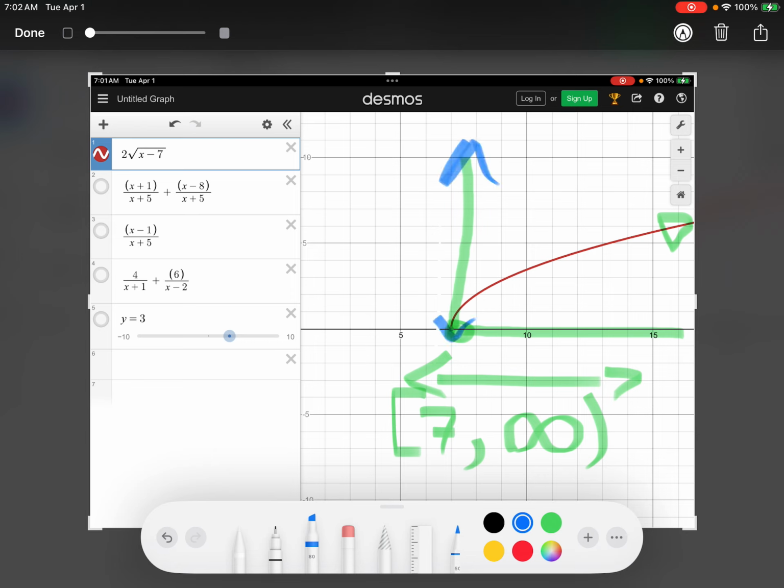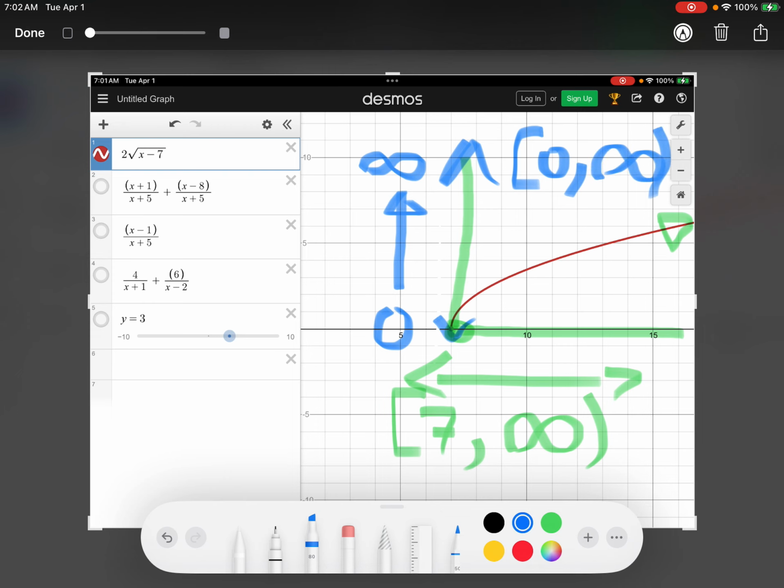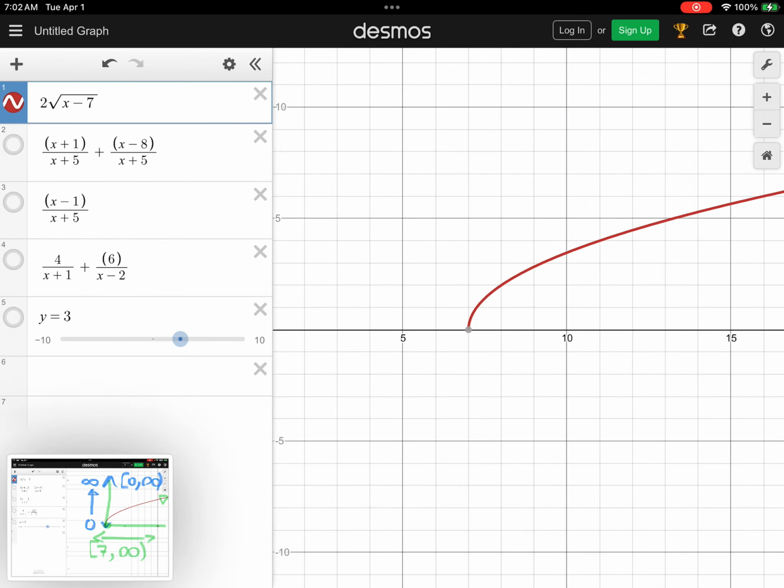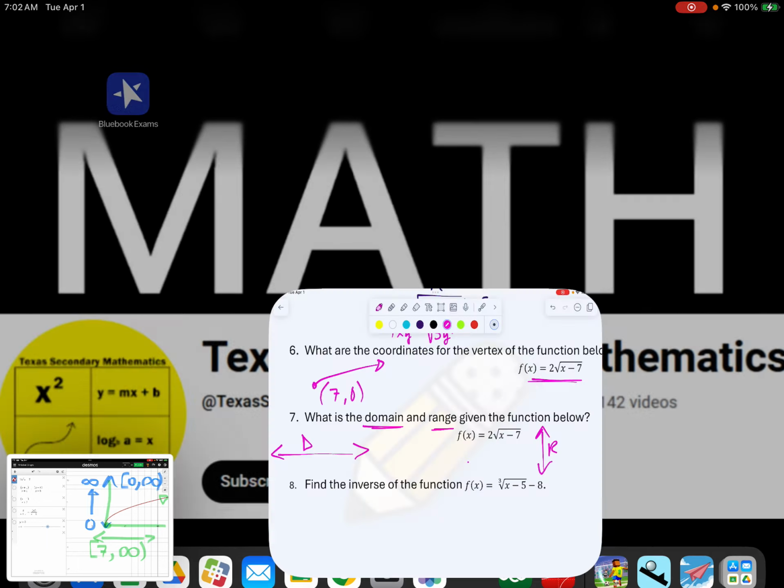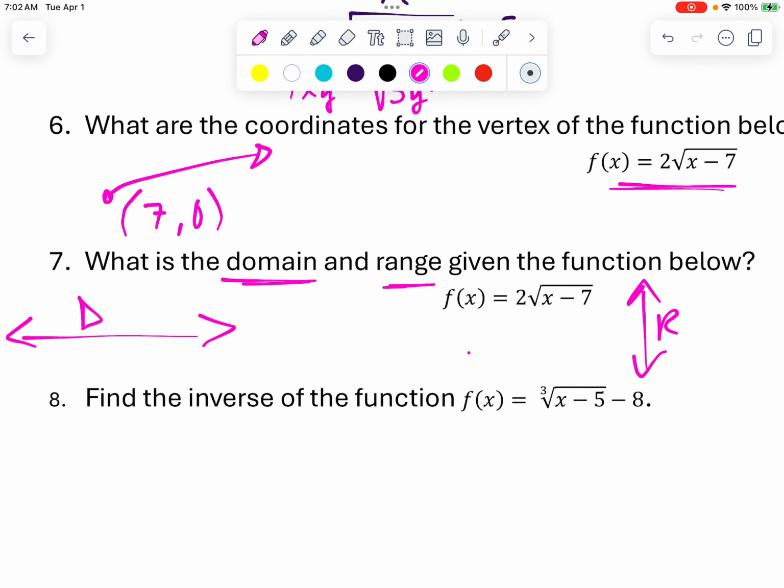Now this is range. Range is how far up and down the graph travels. Well, how low does the graph go in the y? It starts at 0, and it goes all the way up to infinity. So how do you write your range? Your range would be start at 0 and go up to infinity forever. So that would be our answer for domain and range here.